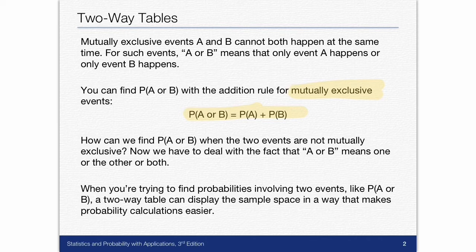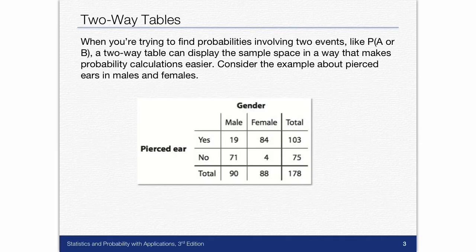When you're trying to find probabilities involving two events like A or B, a two-way table can display the sample space in a way that makes probability calculations much easier. So here's a two-way table.